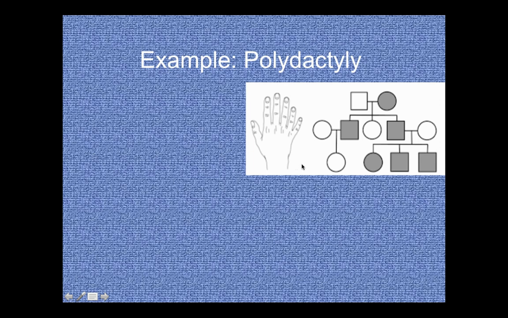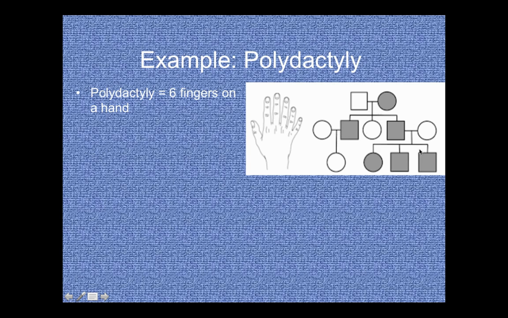Finally, polydactyly is an example. I like this. Here's this hand. If you notice, there's something a little bit different about it. They've got one thumb and then 5 other fingers. So they've got 6 fingers. Polydactyly means 6 fingers on a hand. It actually could mean 6 toes on a foot also. Dactyly is digits, poly is many, many digits. So here's 6 fingers on a hand.